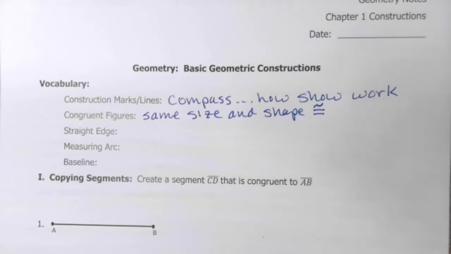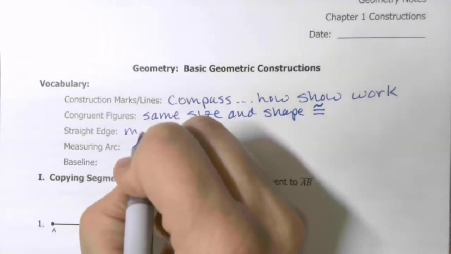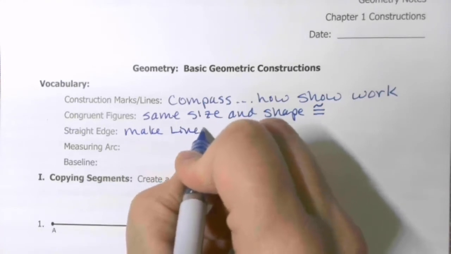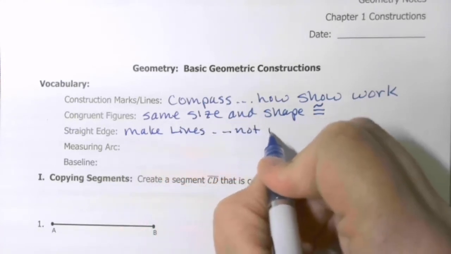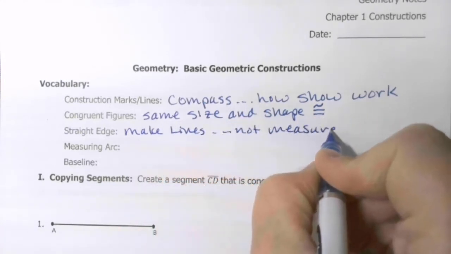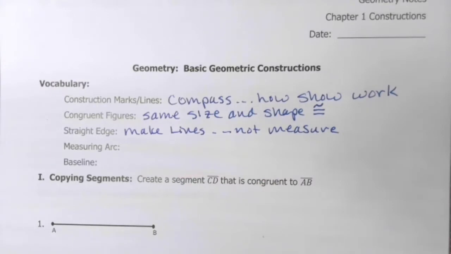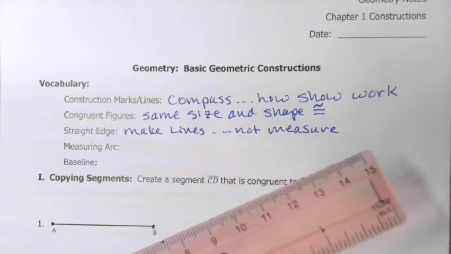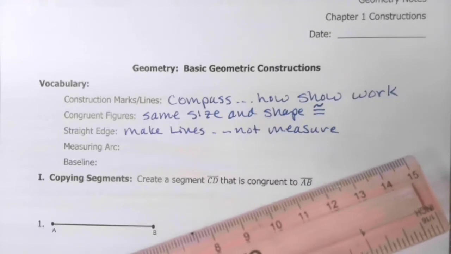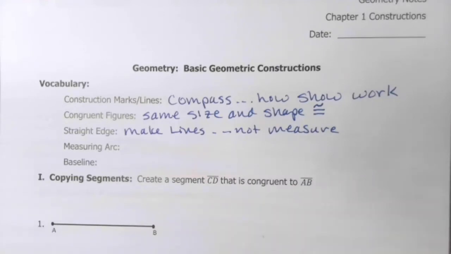Your straight edge is used to make lines, not measure. If they want you to measure, they're going to say use a ruler. If they say use a straight edge, you're going to use the ruler, but basically a straight piece of wood would work as well, because it's just to make lines.